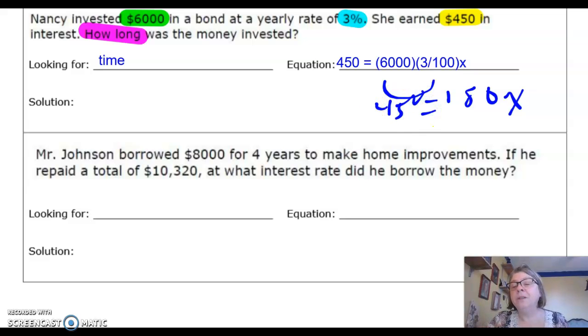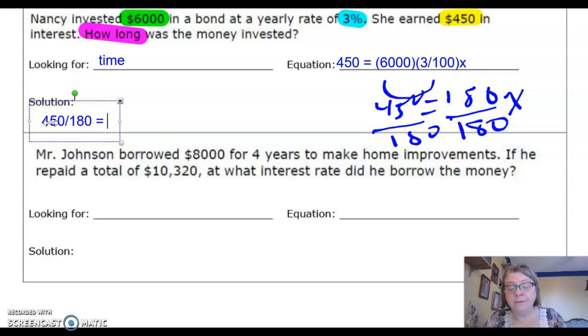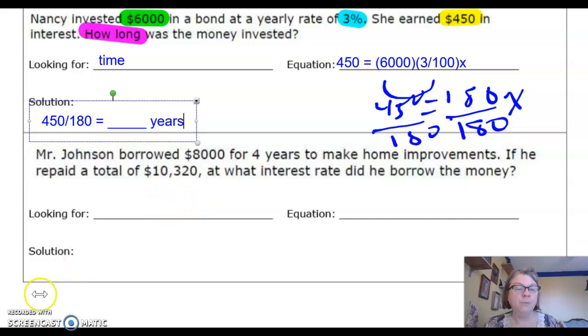To solve this equation, I'm just going to divide both sides by the 180, and then you will get your time. So your solution is going to be the answer to 450 divided by 180, and the answer will be in years, because you always get the answer in years. Okay, I'm going to let you do that one. I'm going to pause for a minute, and we'll go on to the next problem.